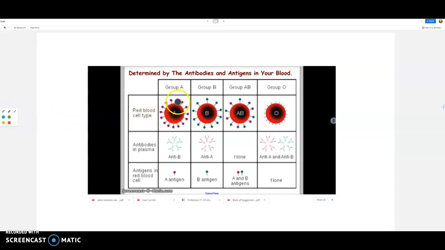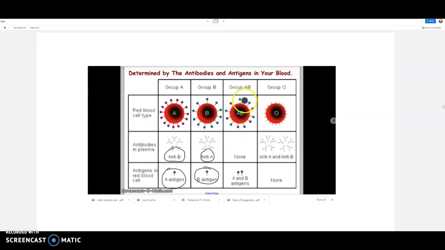So here we have blood group A. On the surface of the blood cells, it will have a protein which we call antigen A. And against that, there are antibodies B present in blood group A. Likewise, in group B, on the surface of the blood cells is present the B antigen, and they produce antibodies A.